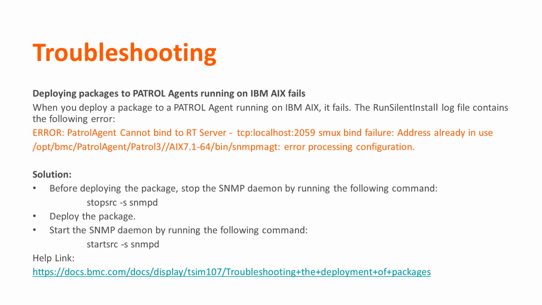So the next case would be deploying packages to patrol agents running on IBM AIX fails. It fails with the message saying patrol agent cannot bind to RT server. In this case, the recommended solution would be, before deploying the package, stop the SNMP daemon by running the following command, then deploy the package, and then start the SNMP daemon by running the following command. The help link is associated.